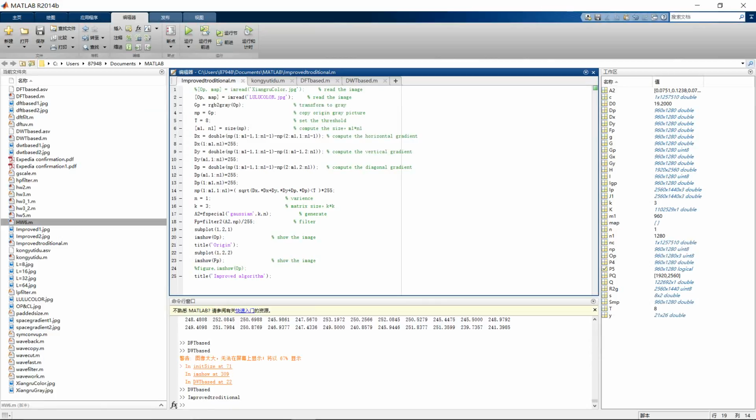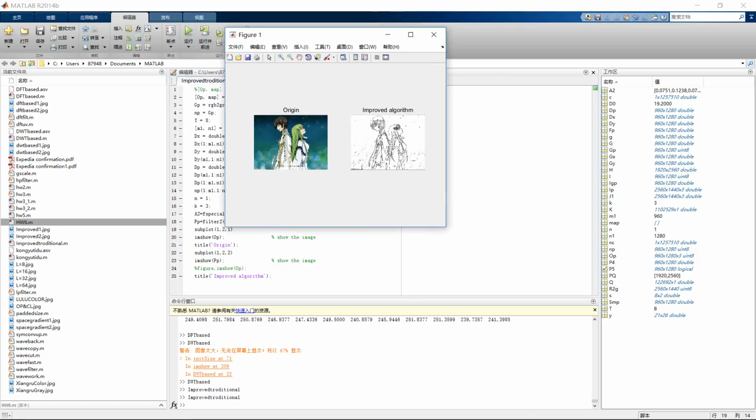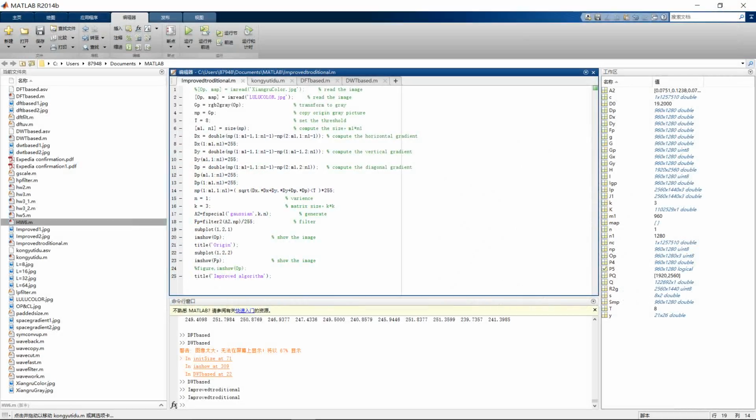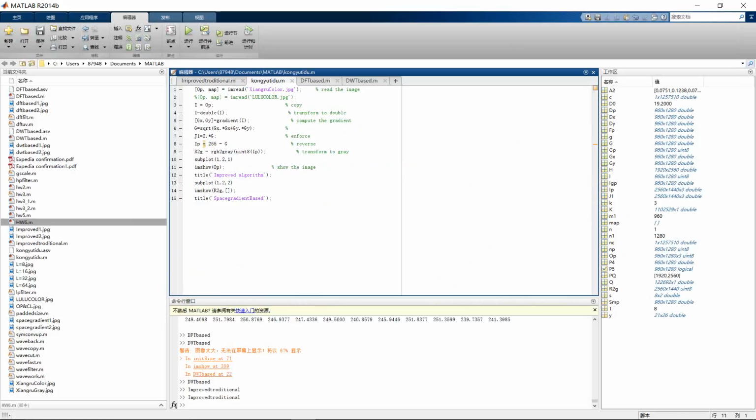This part is about the demonstration of my computer program. The first program is the improved traditional algorithm. It has many loops of the little circle. And the second one is space domain gradient based.